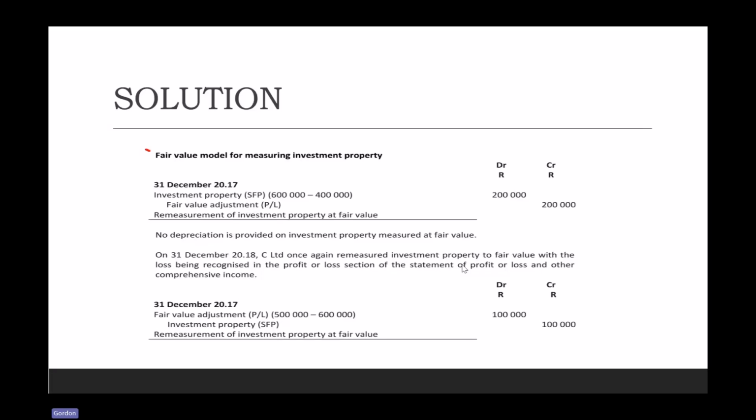On the 31st December 2017, when the property value went down, guess what? Because an asset has gone down, we credited the investment property of 100,000 and we debited profit and loss of 100,000. That's fair value adjustment. Does this make sense?